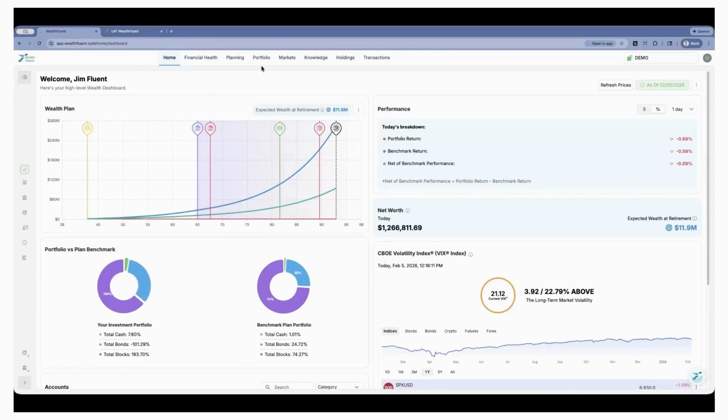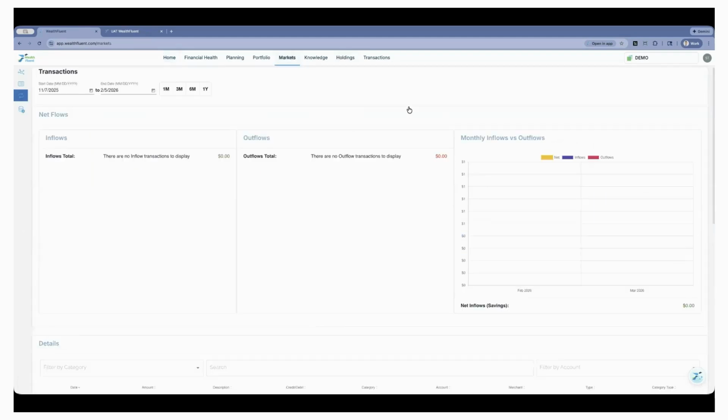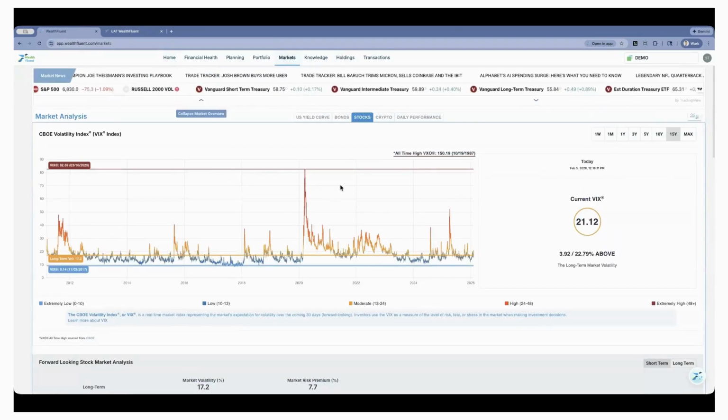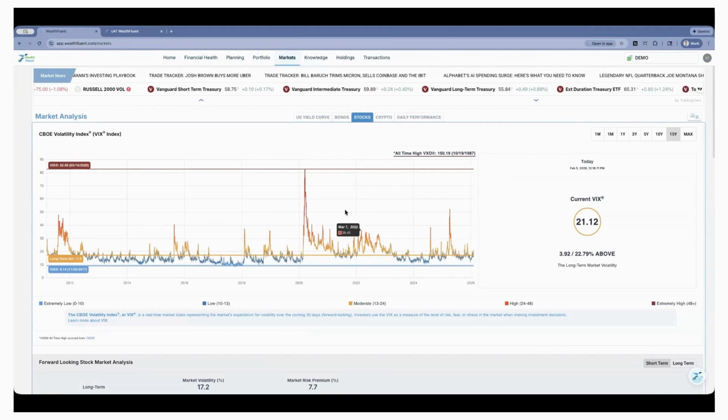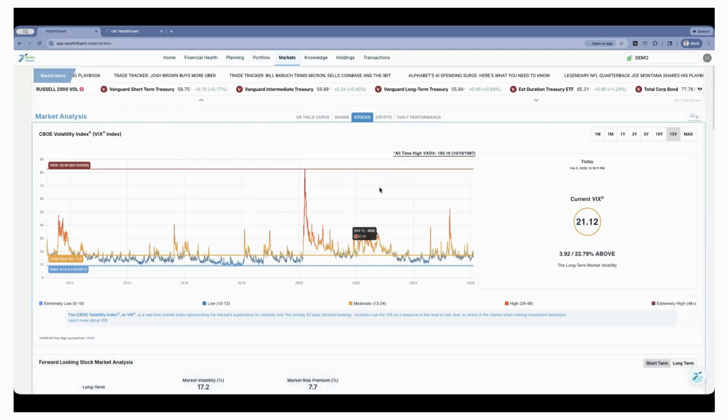So what you get to from here, right? We've got financial health planning. You also are able to go and look at our market analysis, which is, again, I'm sure there'll be lots of discussion of this in the coming weeks, but this is what we call an expert level overview of what's going on in the markets.